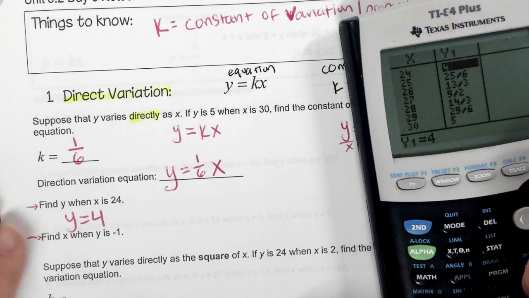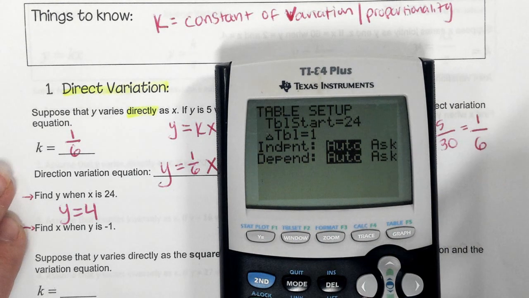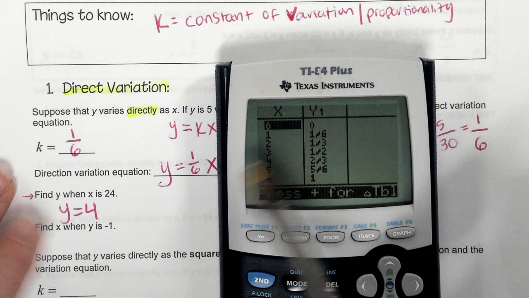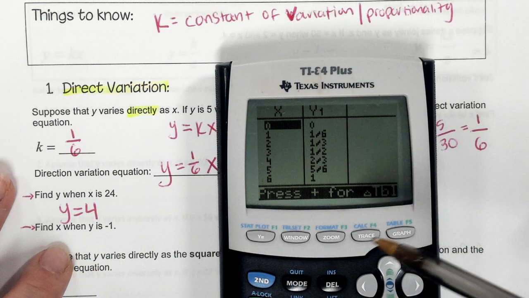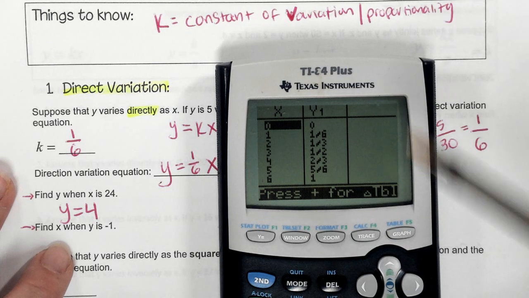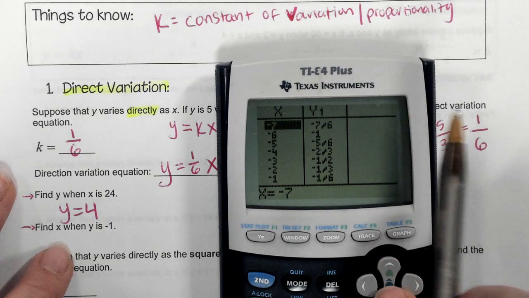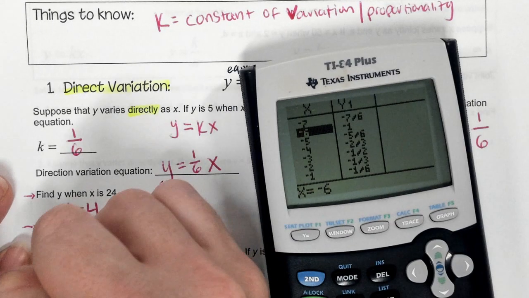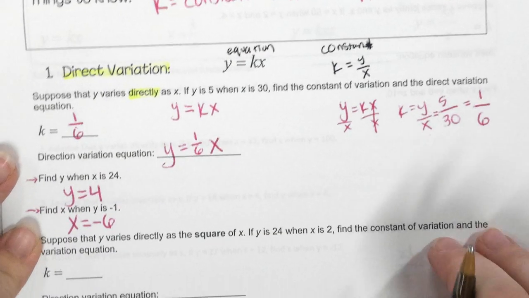Do y'all know that trick where you can do second window and it says table start and you can type your x value? Okay, if you don't, that's fine. You could have just scrolled. However, when you're looking for where y is -1, you can't do anything fancy like that. You actually have to just scroll and find it. So these are all positive, so I need to go up to find negatives. And there's y is -1, so what does x equal? So that's one way to do them.